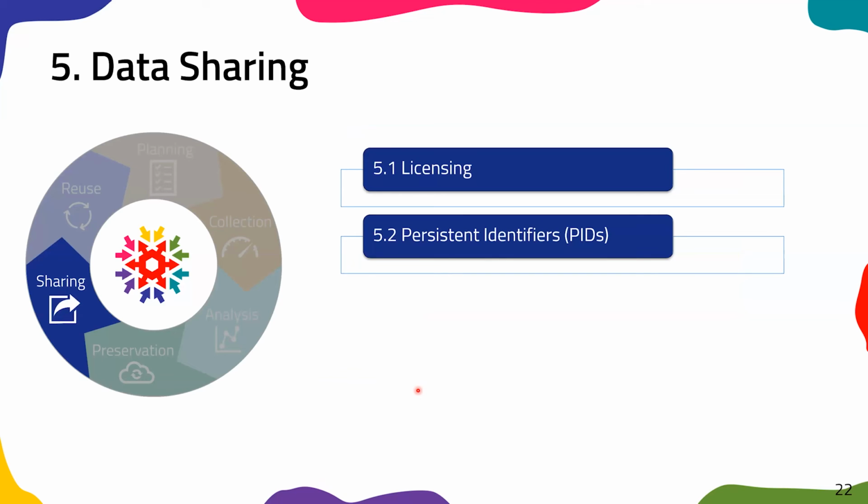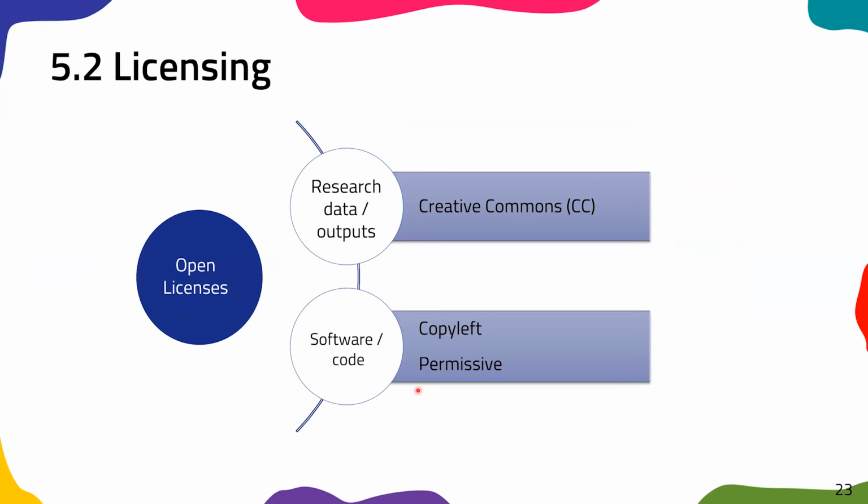There are two best practices for the data sharing stage, which are licensing and PIDs. So for licensing, it's important to note that you license the research outputs with Creative Commons. It's the most used license for research outputs, but for code, the Creative Commons license is not useful. It's better to decide for copyleft or more permissive licenses.